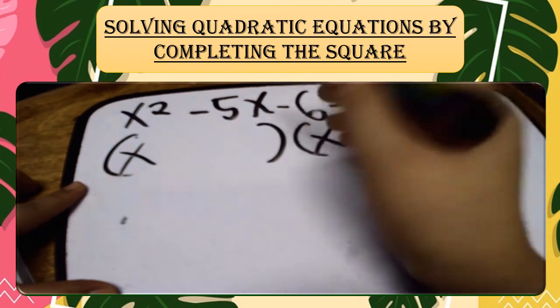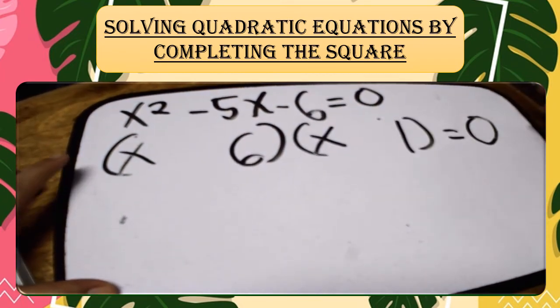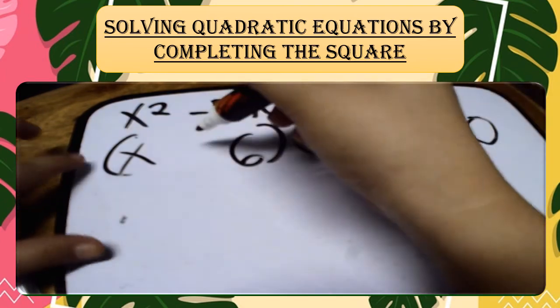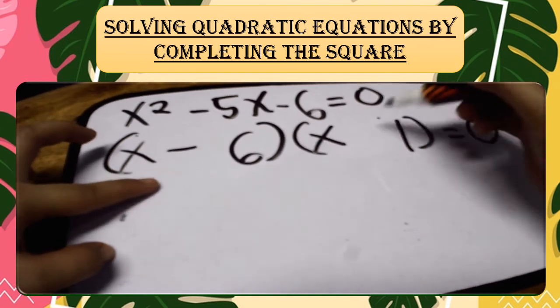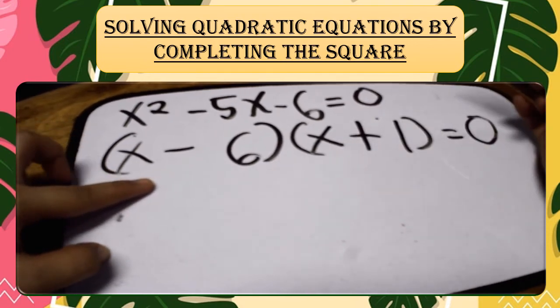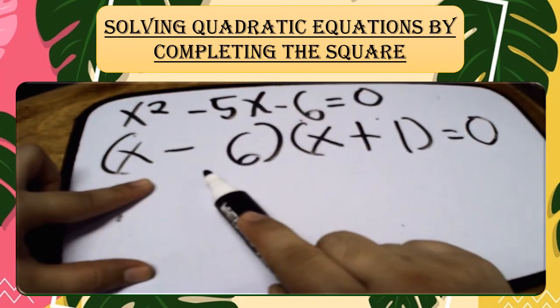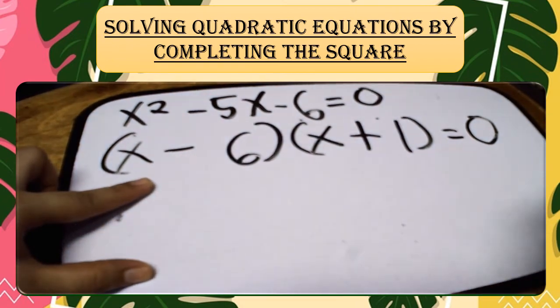Let's try 6 and 1. So, if we multiply 6 and 1, the answer is positive 6. So, let's try negative 6. Negative 6 multiplied by positive 1, the answer is negative 6. Let's try to add to check if our answer is correct. Negative 6 plus 1, the answer is negative 5.